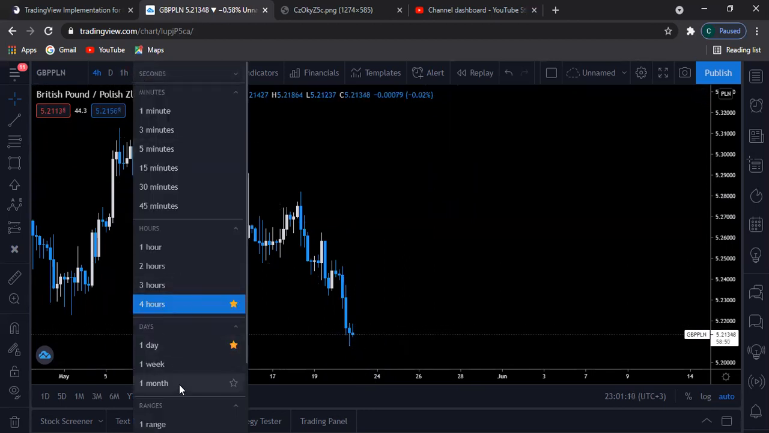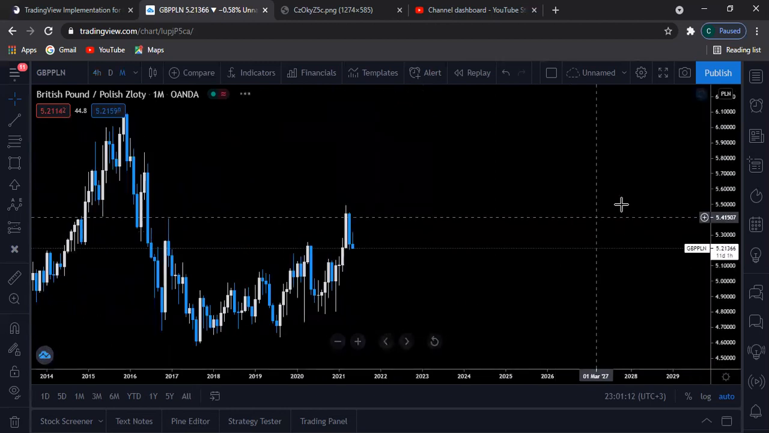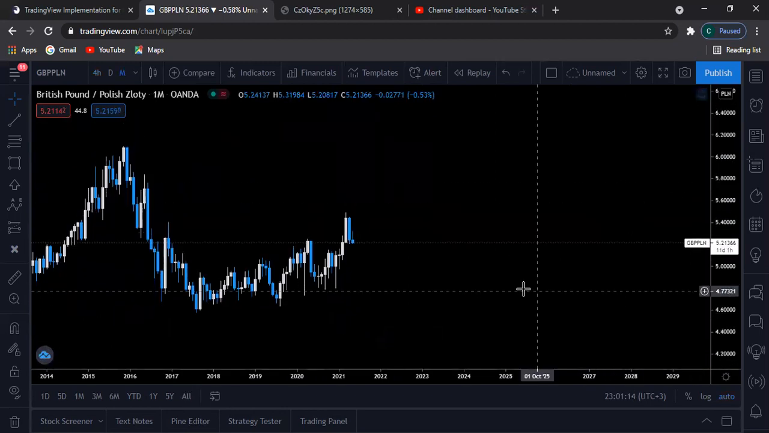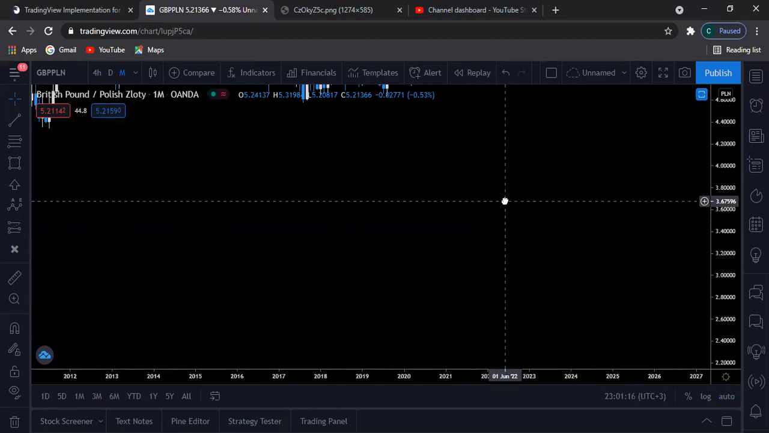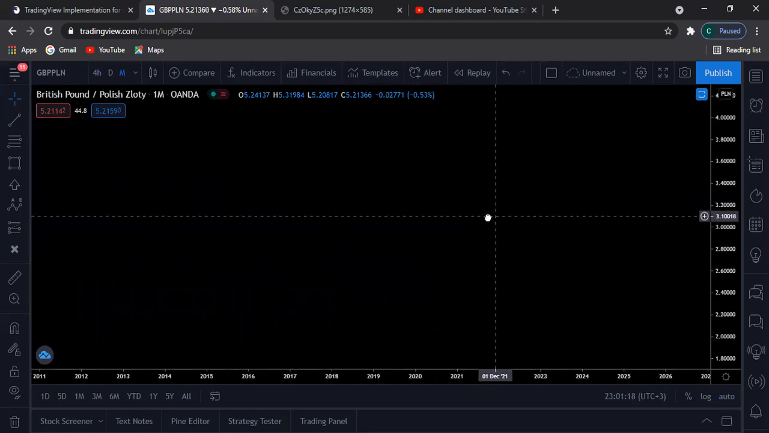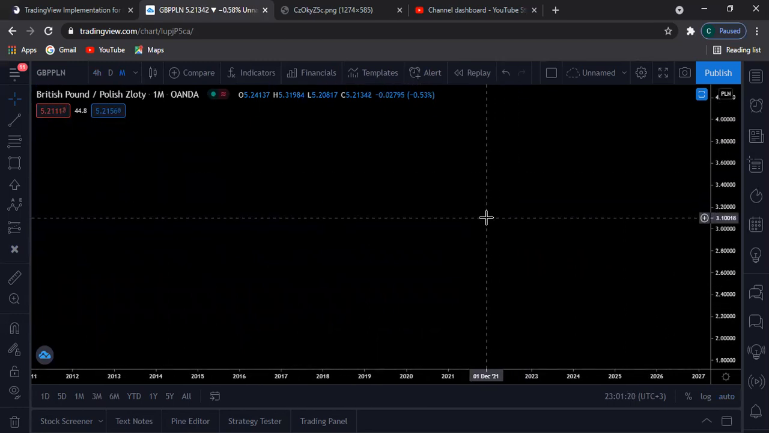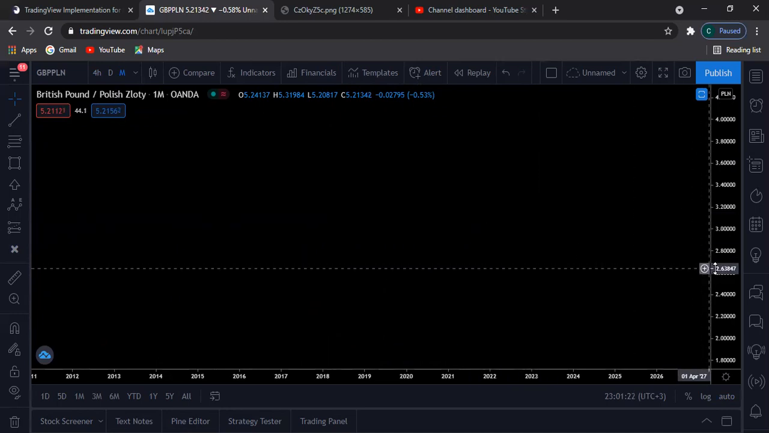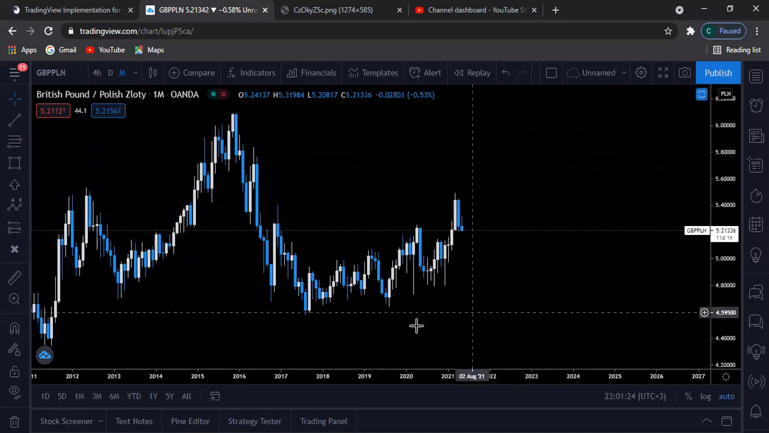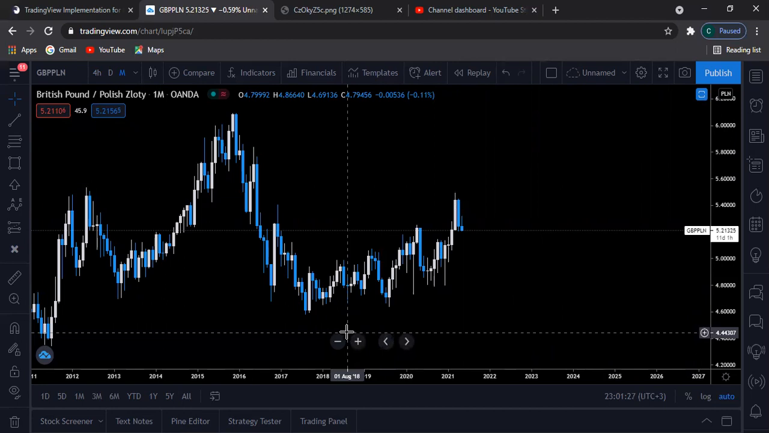Okay, so we're going to start from the monthly time frame. Now, why do we start from the monthly time frame? Because with multiple time frame analysis, it's like we're looking at the bigger picture. With trading, the higher the time frame, the stronger the momentum or the stronger the direction you can actually see.